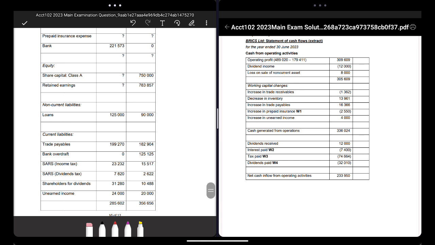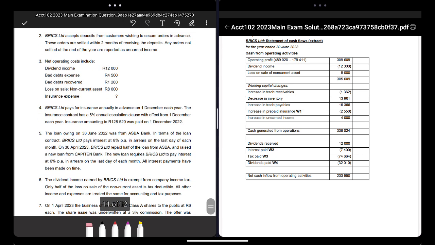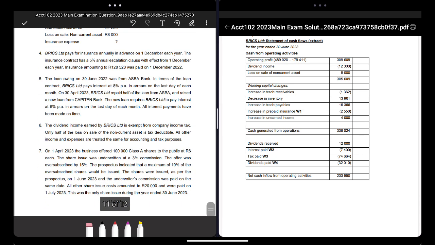So you have to think critically about this. All those accrueds and all, you have to think really hard over here. Prepaid expense, an increase in prepaid expense. Now, they don't give you these figures here. So we have to work out prepaid expense, right? Now, let's see how we're going to work it out, okay?